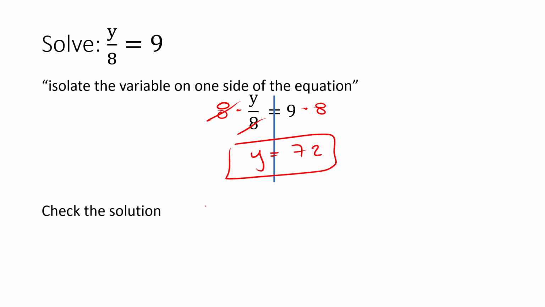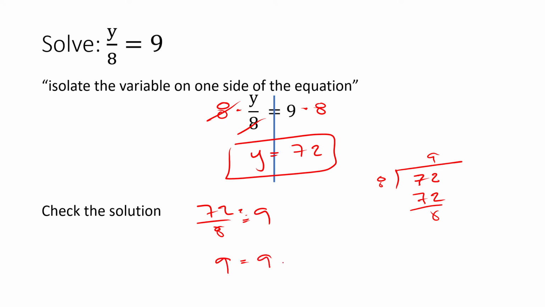Check your solution. 72 over 8 is equal to 9, question mark. Well, 72 divided by 8 will give you 9. 9 times 8 is 72, 0. So 72 divided by 8 is 9. And since 9 is equal to 9, our solution is correct. Okay?